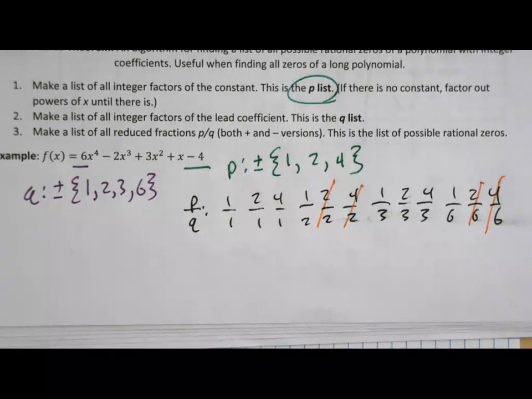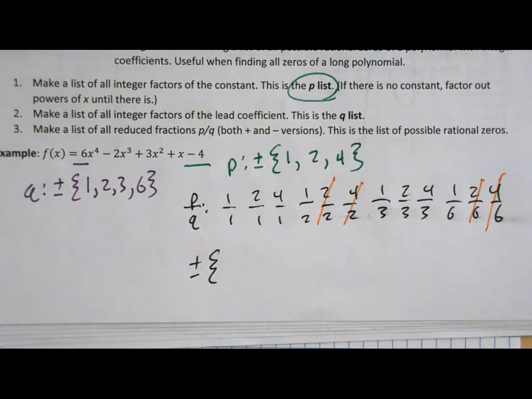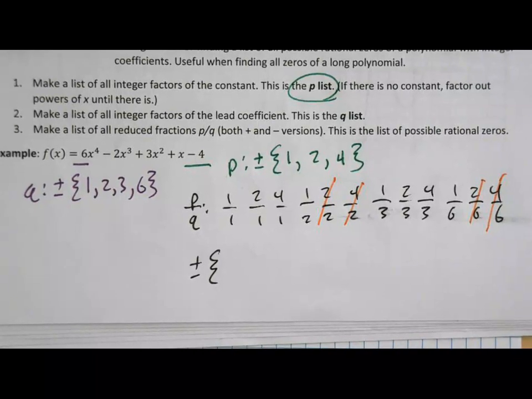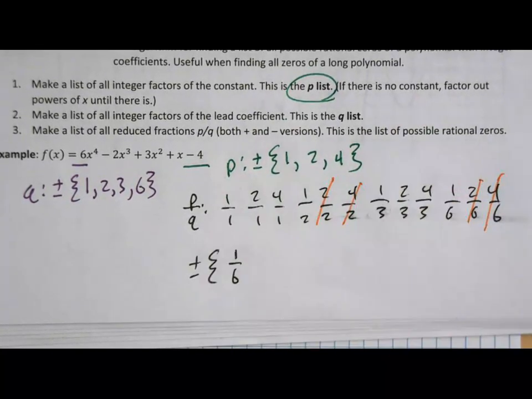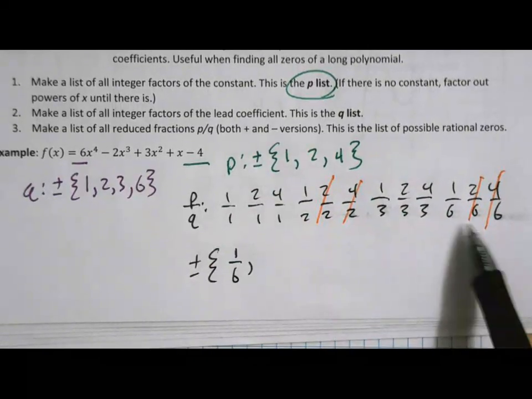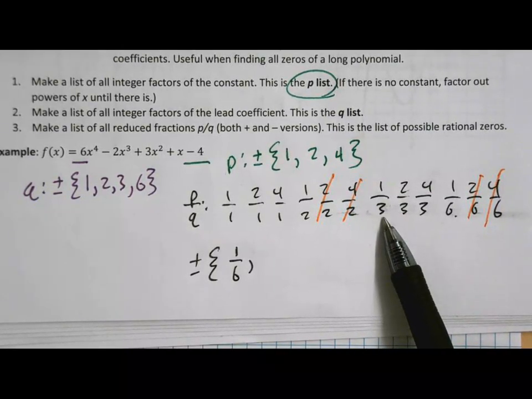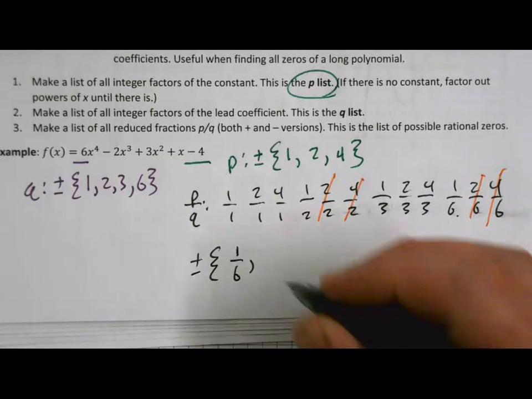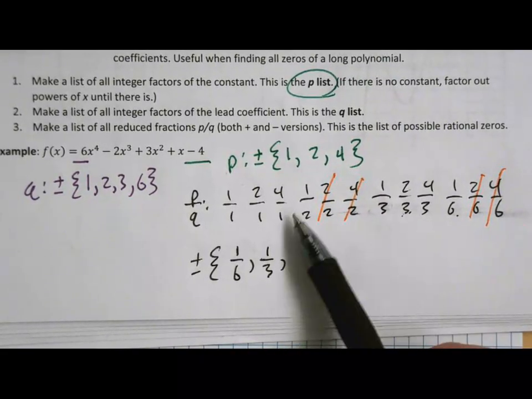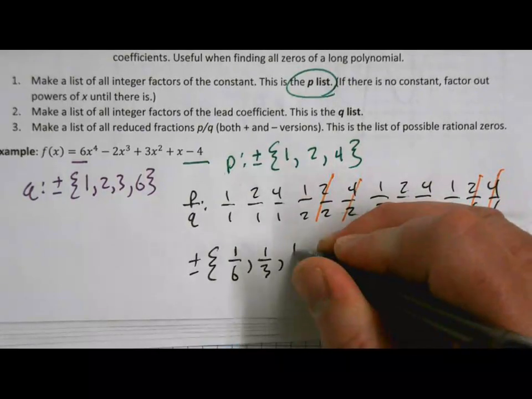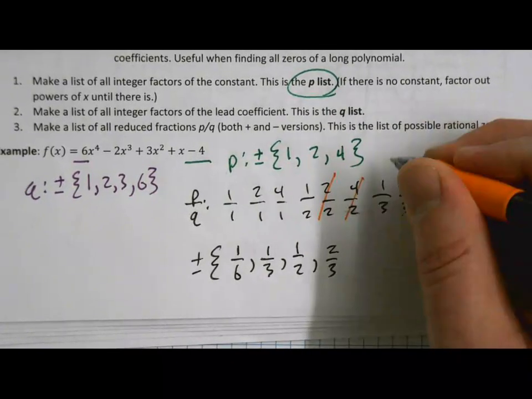All right, so here's our P over Q list. We're going to put plus or minus out front. And then I'm going to just start building my list from least to greatest out of this. The smallest number on here is 1 over 6. What comes next? I think 1/3 is going to be next. And 2/3 maybe? No, a half comes before 2/3. 1/2 and then 2/3.